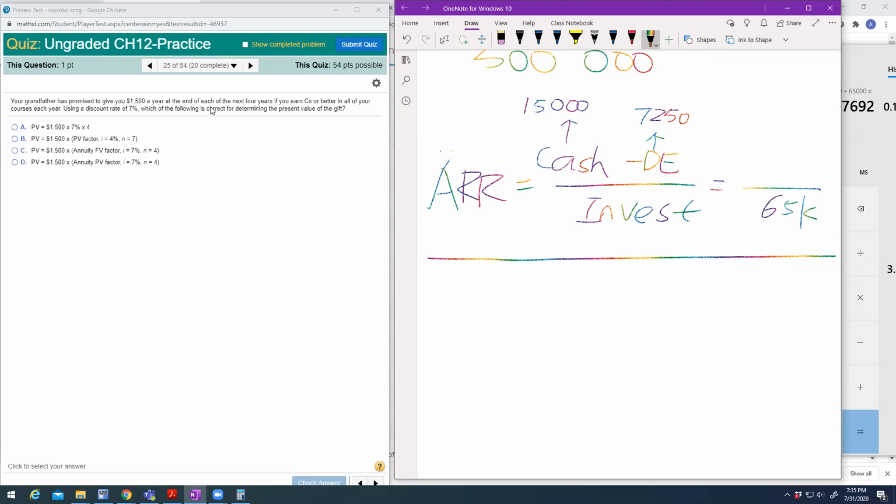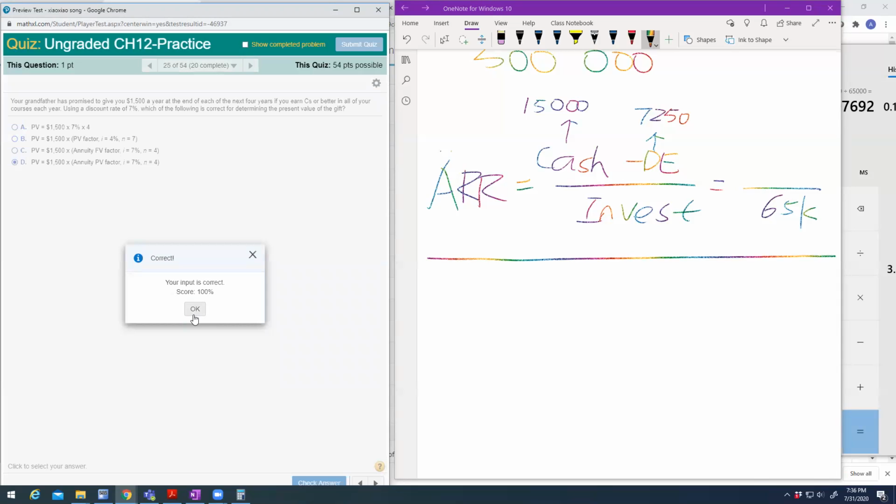Okay, keyword, right? At the end of each year for the next 4 years. What I want you to pay attention to: at the end of each of the next 4 years, so this is an annuity. So we have to use the annuity factor, and then 7%, n equals 4. You need to use the present value factor for sure, because you calculate the present value. The choice says future value factor, but we focus on present value.